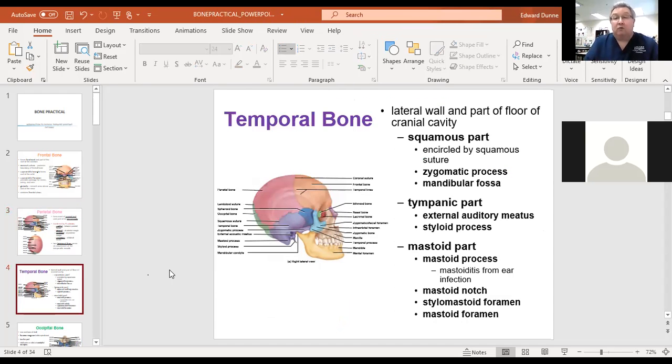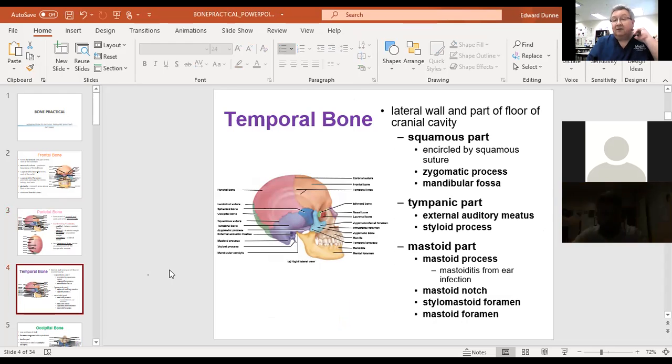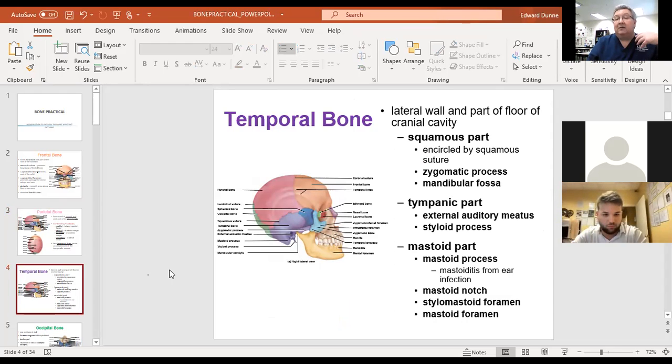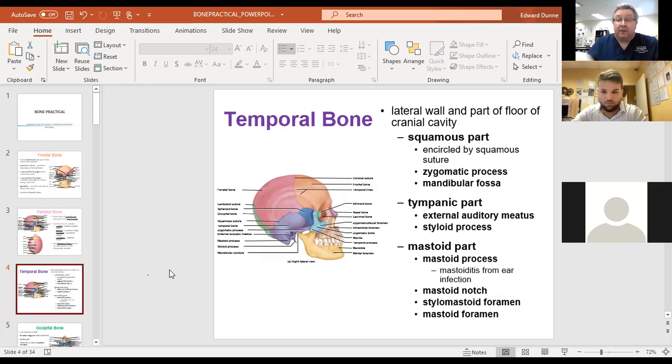The temporal bone makes up the lateral wall and part of the floor of the cranium. It's in the temporal bone area where there are a lot of important landmarks, which we will be talking about tomorrow, such as the external auditory meatus, the styloid process, the mastoid process. These are areas that you're going to need to know.